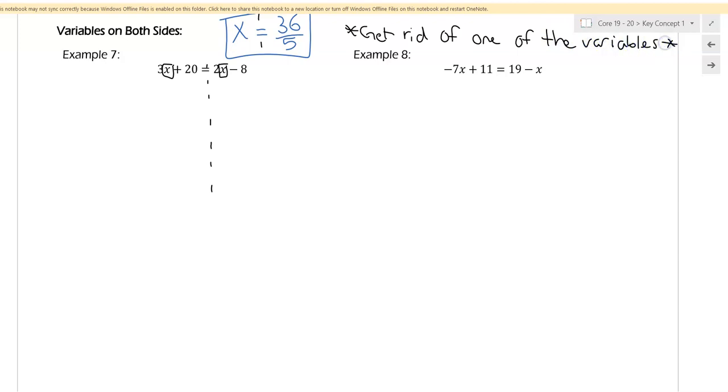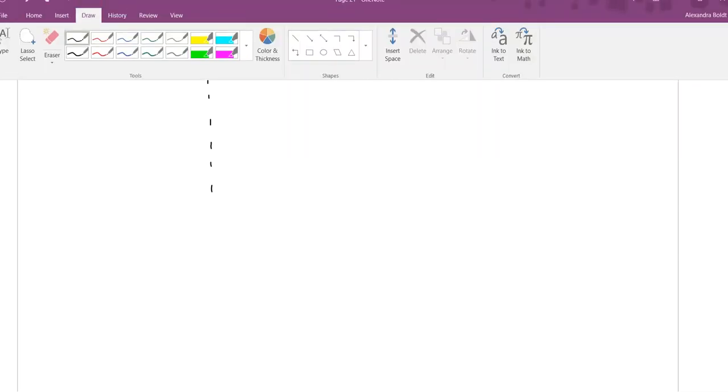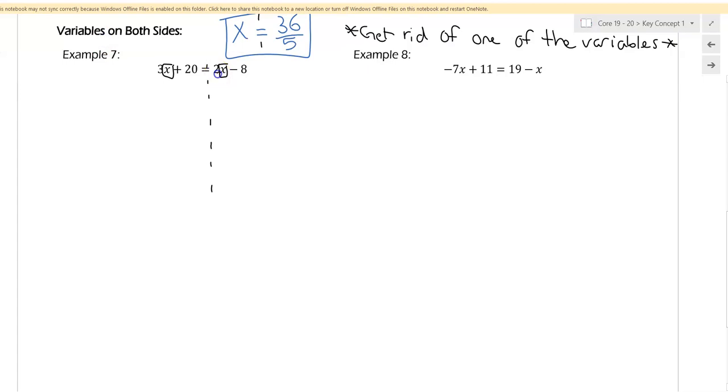It doesn't really matter which one you get rid of. I usually get rid of the one on the right side. I tend to just like variables on the left side. But mathematically, it doesn't matter. Okay, so I'm going to get rid of this 2x. I get rid of the 2x by subtracting 2x. So whatever coefficient is in front of the variable has to go with it. It can't just be the x. It has to be the 2x. So 3x minus 2x is just 1x. I don't have to write the 1 in front.